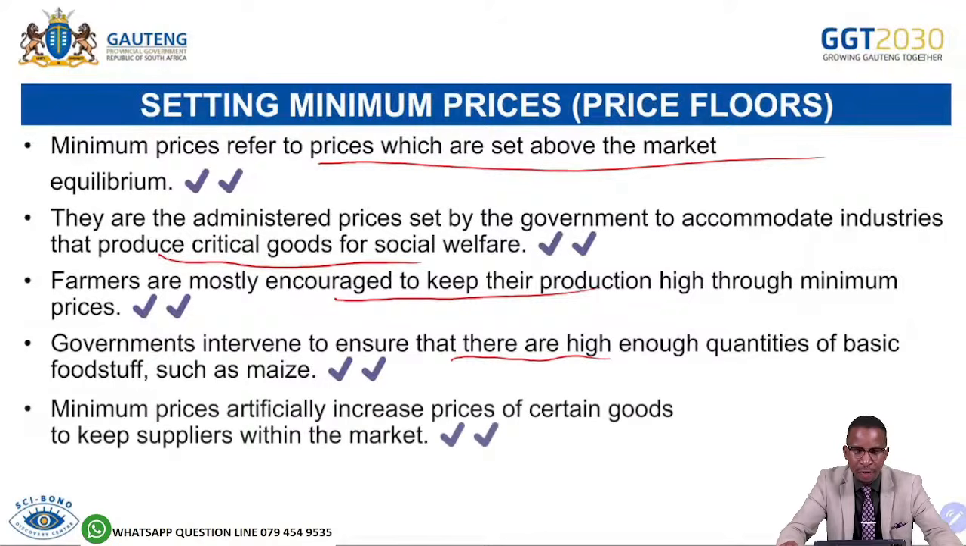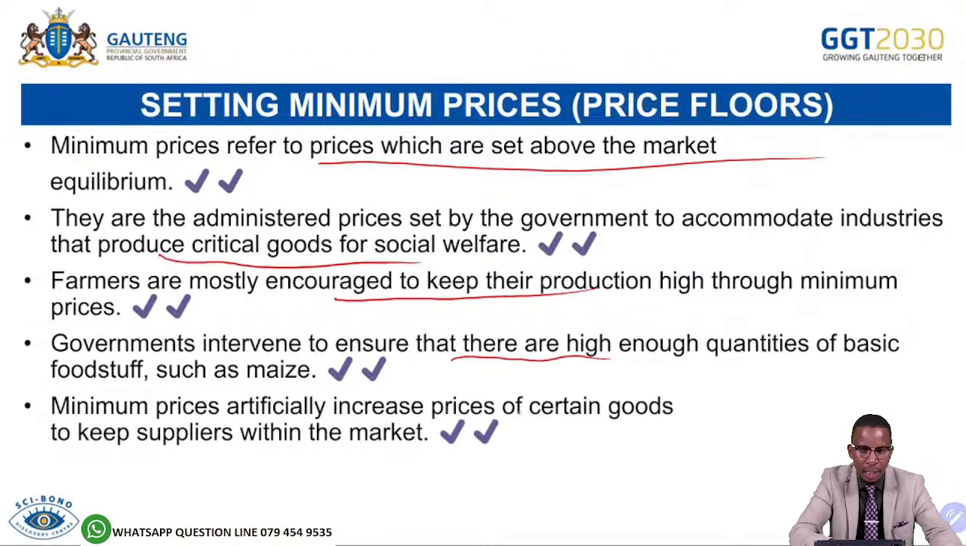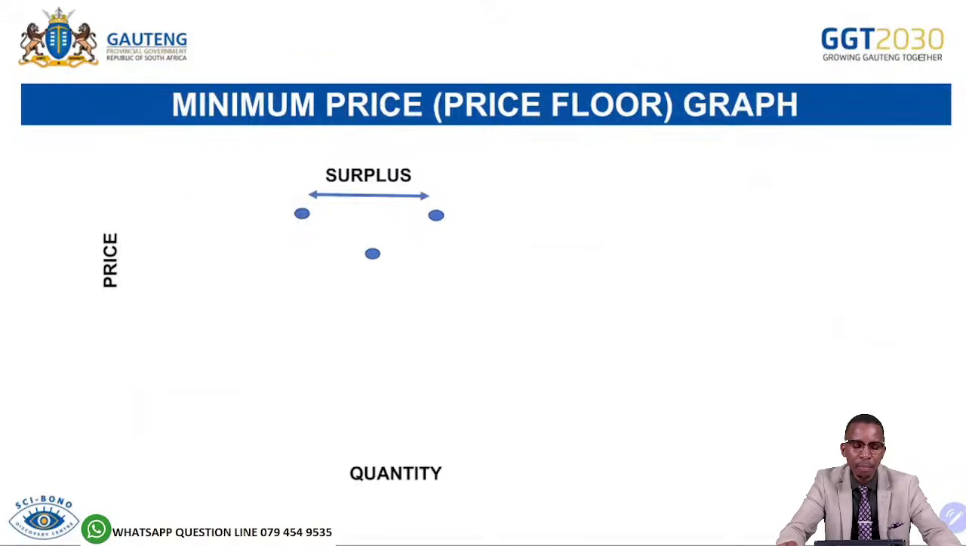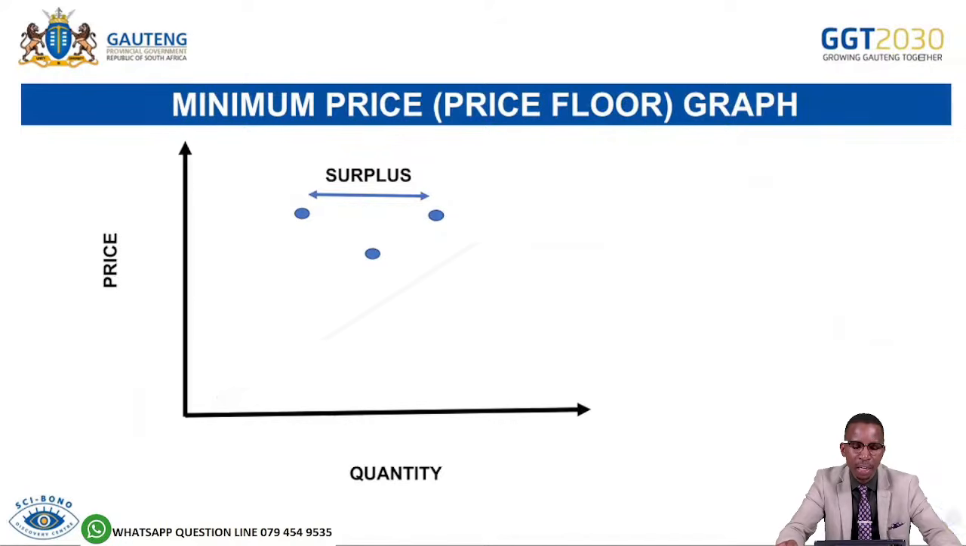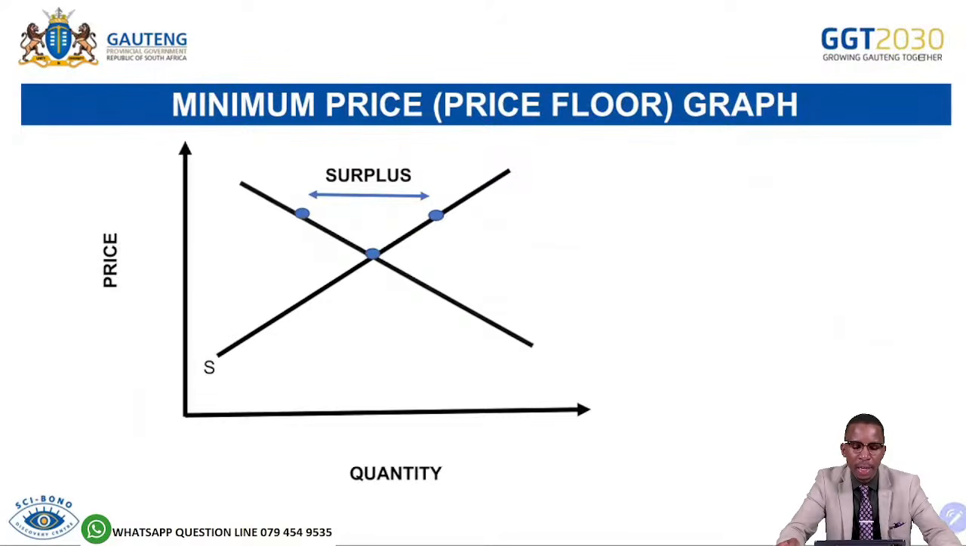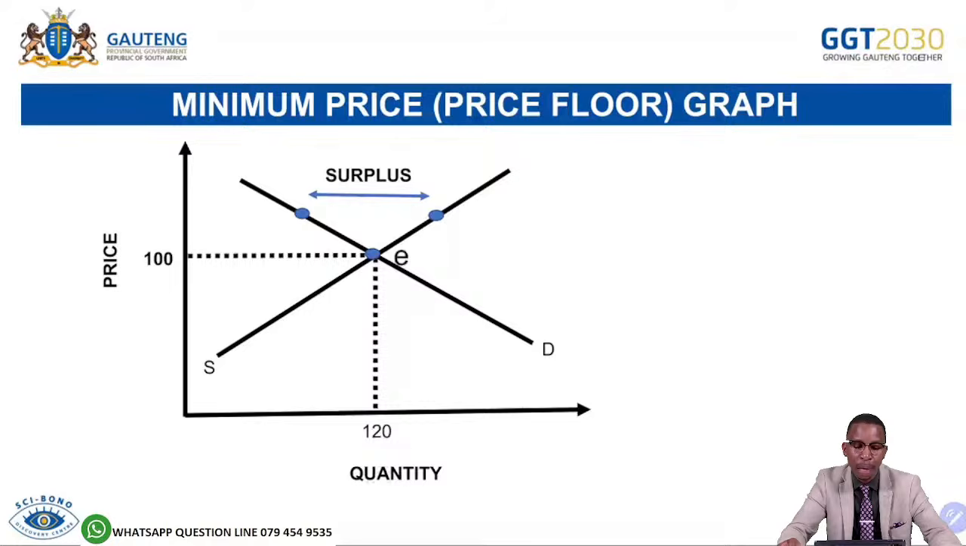Minimum prices artificially increase the price of certain goods to keep suppliers within the market. There is the graph. So we know that if ever the state intervened by what we call a minimum price or price floor, that will make goods appear more expensive to consumers, but firms will be motivated to produce relatively more of those goods and services, which will create the market surplus. Remember, market surplus can lead to dumping.